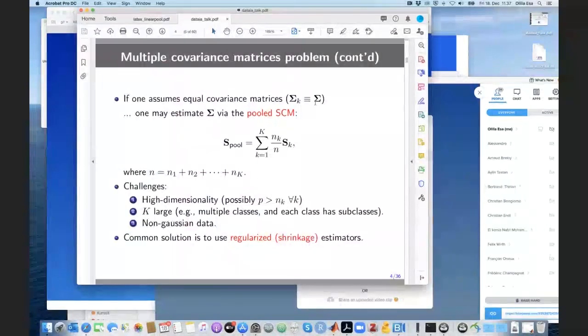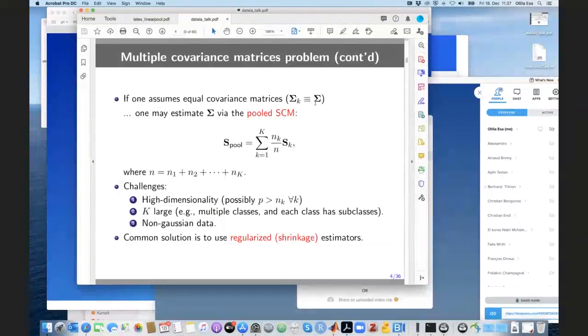Of course, what is also common in the academic literature, at least, is to assume that you have Gaussian data. In this talk, we assume that we have data that is not necessarily Gaussian, but can be generated from a larger class of distributions, the elliptically symmetric distributions.